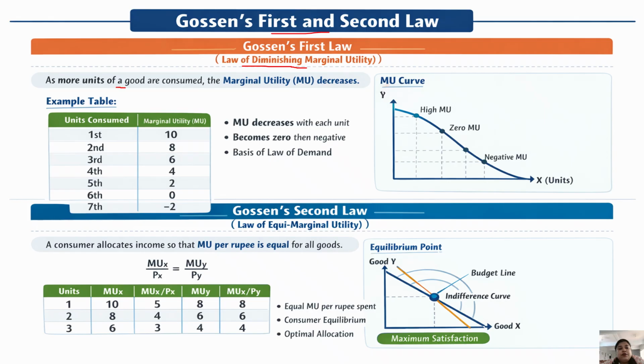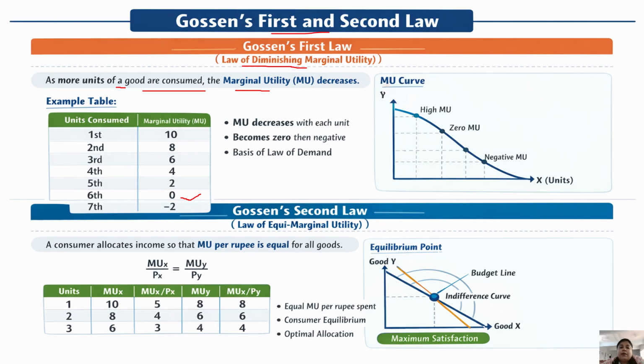As more units of goods are consumed, the marginal utility decreases. Just look at the table. When the units consumed go from the first to the seventh unit, the MU decreases, but at the sixth unit the MU becomes 0, and after that it may be negative. Just look at this graph. You can see that the MU is high at the first unit, but after the sixth unit the MU becomes 0. It means that the TU, the total utility, becomes maximum, and after that negative marginal utility means the total utility tends to decrease. This is Gossen's first law.